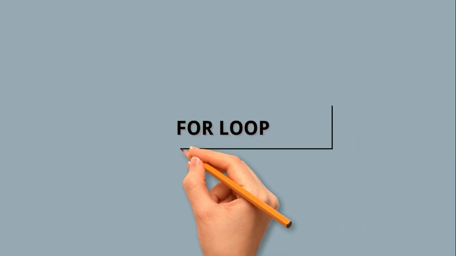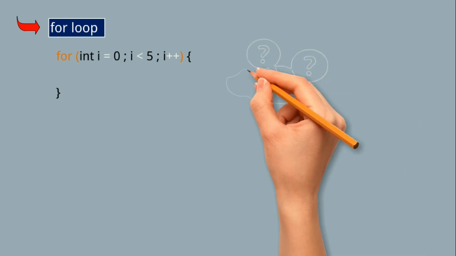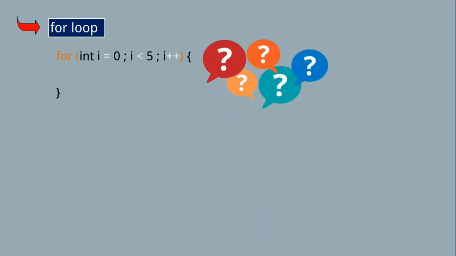For loop. In the previous lecture, we discussed the introduction of loops and their types, and we also discussed their syntax. In this lecture, we will talk about for loop. So, for loop is probably the most common and the one we'll look at first. The for loop is used when we know how many times we need to execute a block of code.